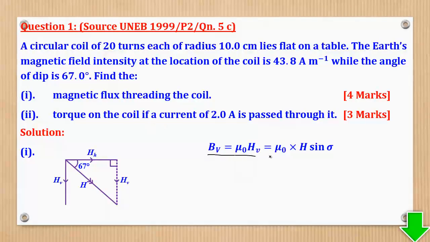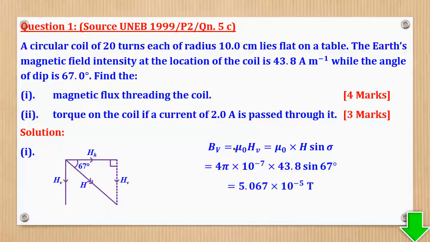So B is equal to this. So we shall substitute. This one is a constant and this is the intensity, which is amps per meter, to give you the flux density. And area is pi r squared because it is the circular coil, to give you this.